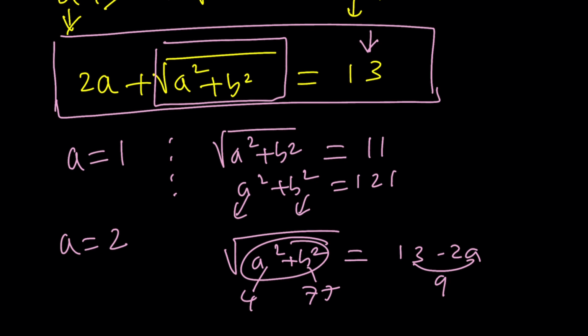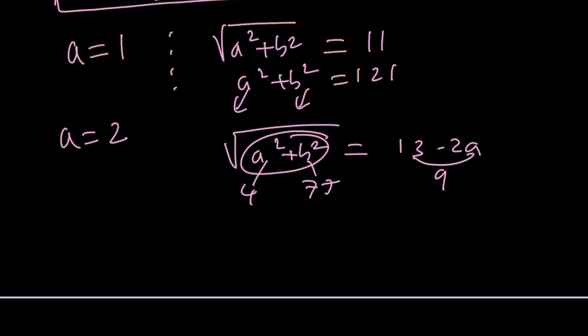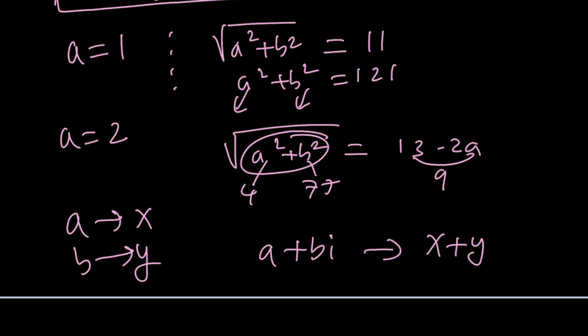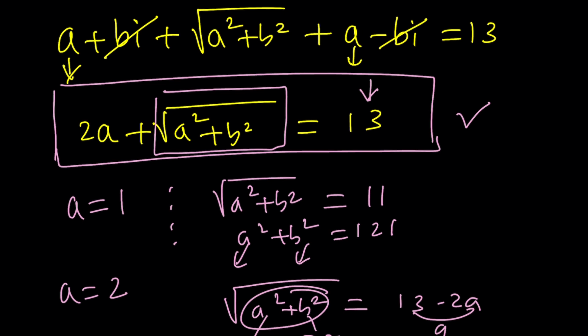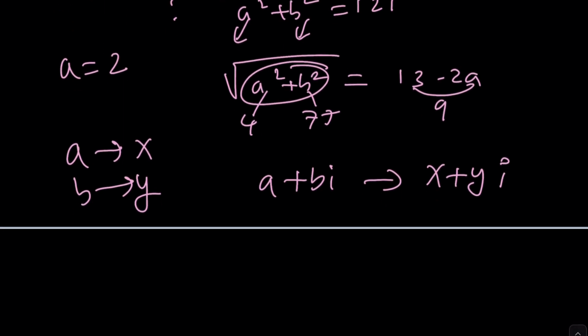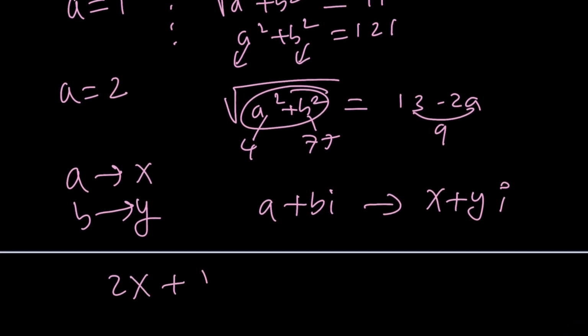So we're going to go ahead and make a variable change. I'm going to replace a with x and b with y. Instead of a plus bi, I'm going to use x plus yi. Why? You might be questioning. Because this equation is single, there are infinitely many solutions. In other words, this is a locus problem, right? I didn't tell you that ahead of time because I didn't want to spoil the surprise. But yes, if you do the replacement, you're going to get 2x plus the square root of x squared plus y squared equals 13. Let's go ahead and work with this.